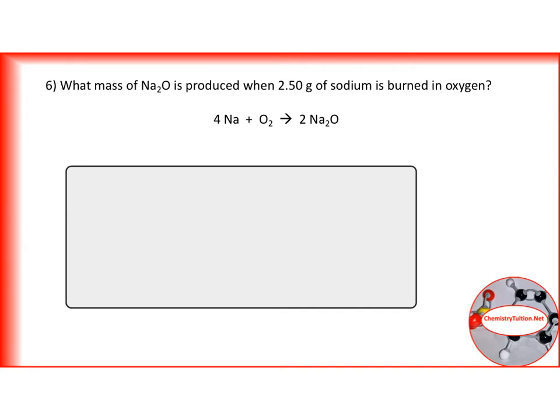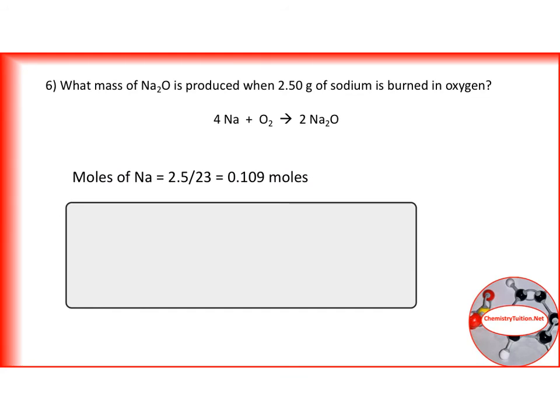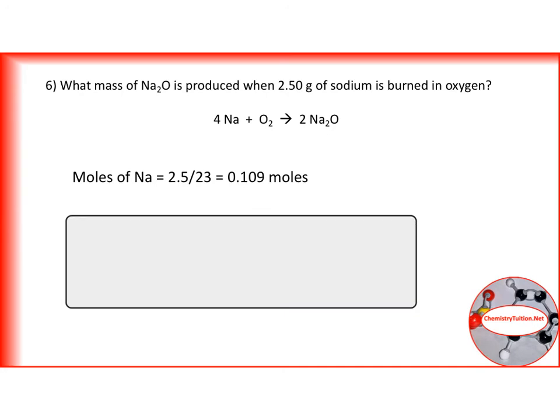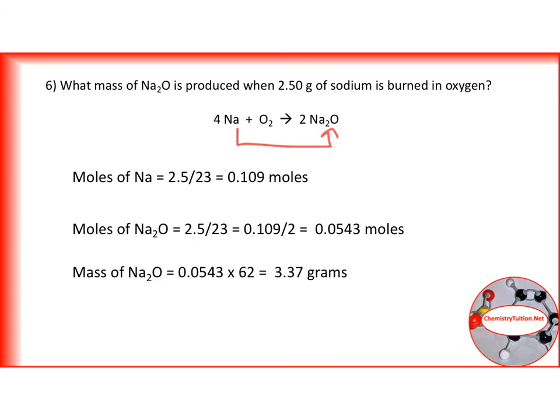So another reacting masses question. We now have 2.5 grams of sodium, and we need to find how much sodium oxide is produced. So again, find our moles of sodium, which is mass over molar mass. It gives us 0.109 moles. Our ratio between sodium to sodium oxide is 4 to 2. So I need to divide that by 2 to give me the moles of sodium oxide. And then finally, I need to find the mass of sodium oxide. So I times that by 62, which is the molar mass of Na2O, to give us 3.37 grams.